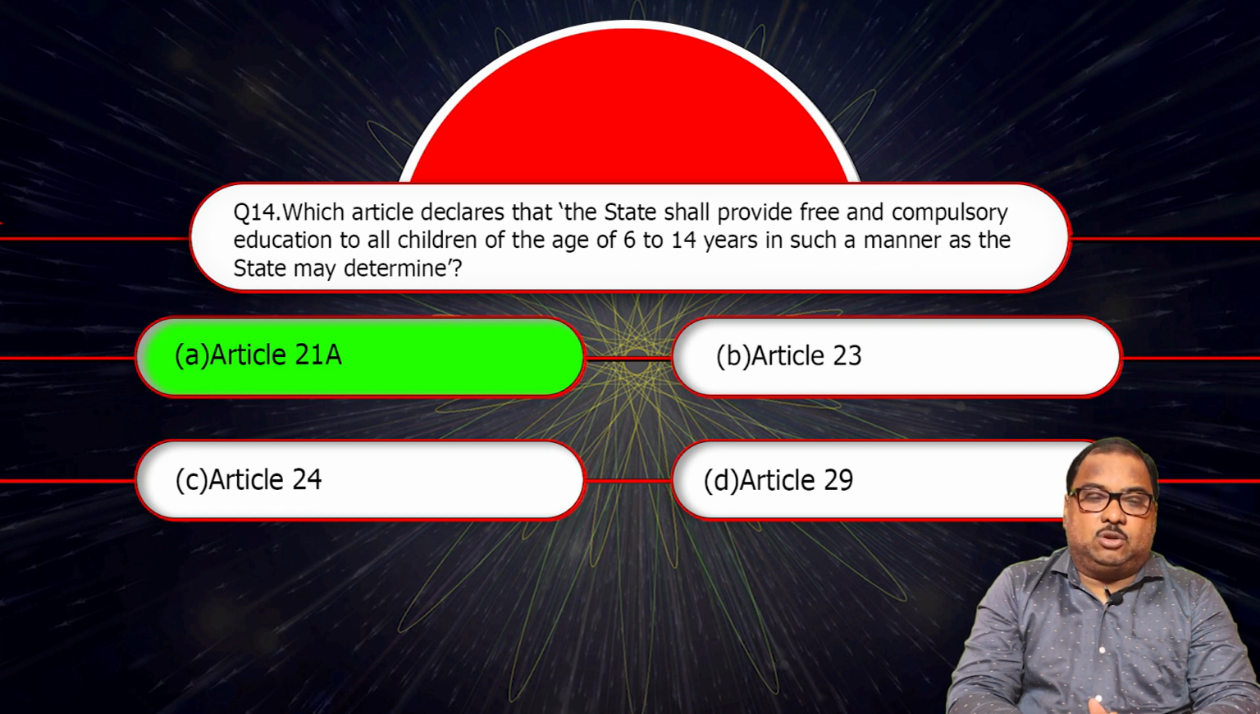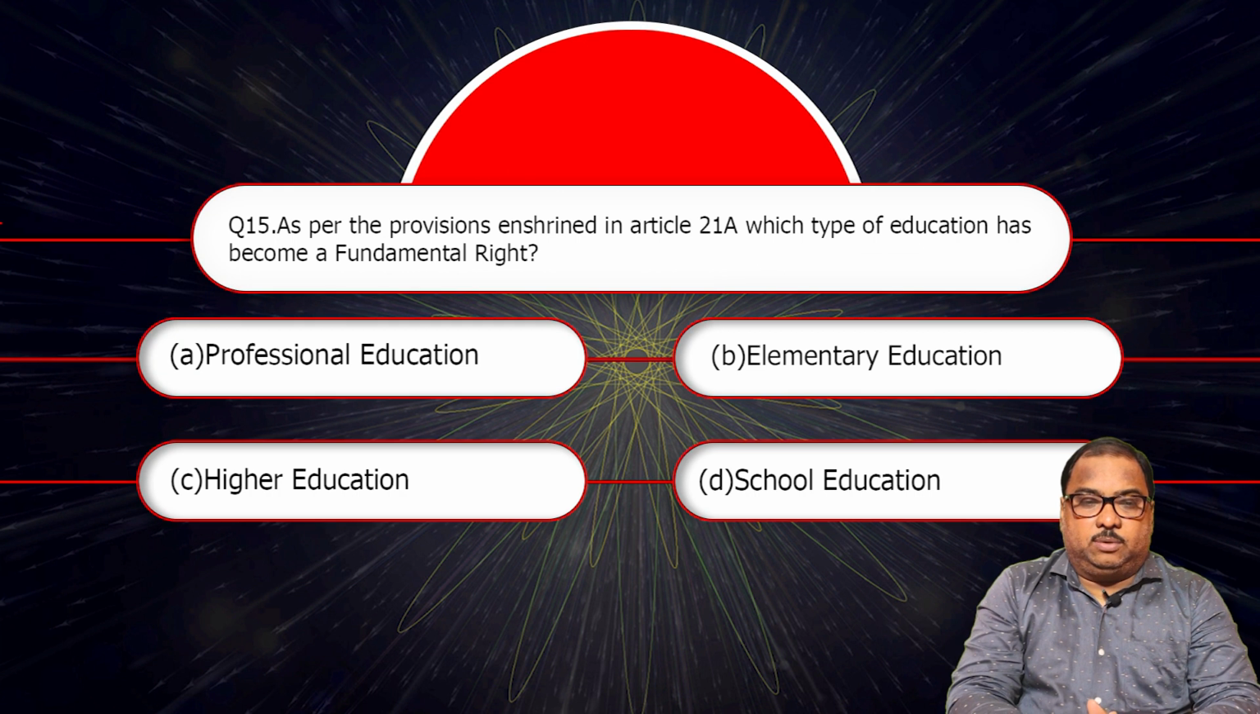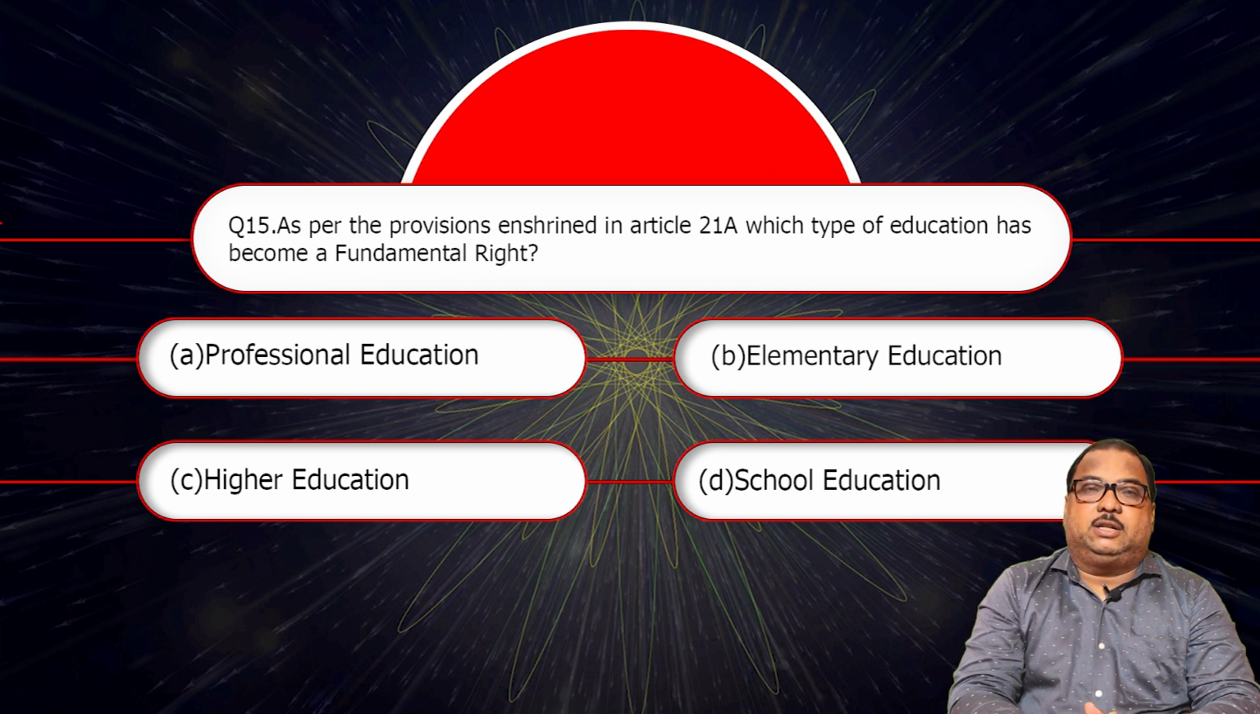And the correct answer is option A, Article 21A. Next question. As per the provisions enshrined in Article 21A, which type of education has become a fundamental right? Option A, professional education. Option B, elementary education. Option C, higher education. Option D, school education. Your time starts now.